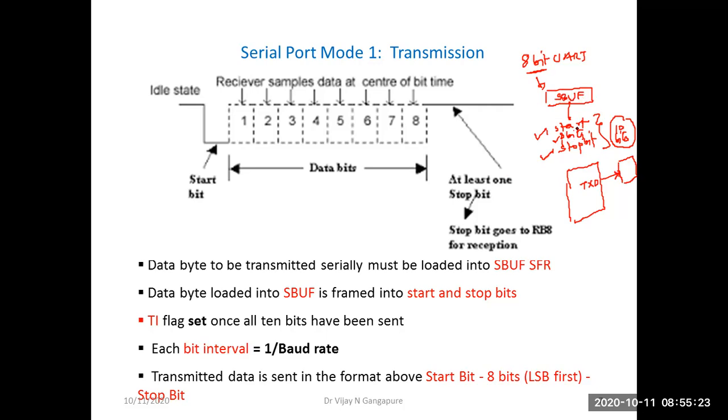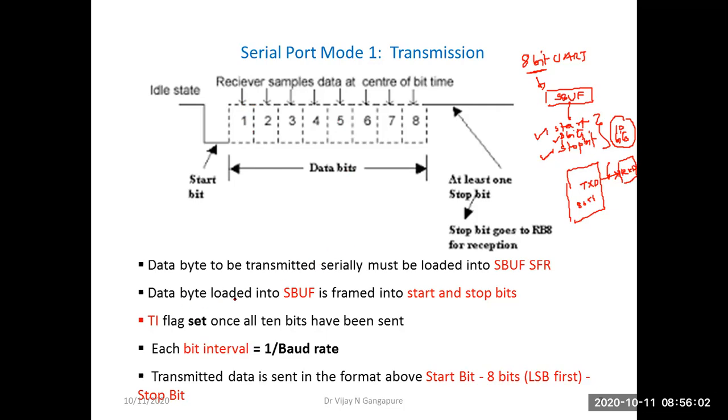So these 8 bits will get framed in between one start bit and one stop bit, and these 10 bits will get shifted over this TXD pin to the other serial device to which this TXD pin is connected. This will be the RxD pin at the other end. On this RxD pin, data will be received that is transmitted over the TXD pin of the 8051. This device will sample the data at the middle of each bit, which I will explain.